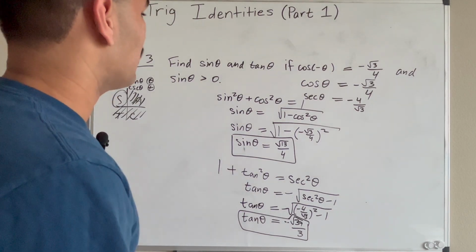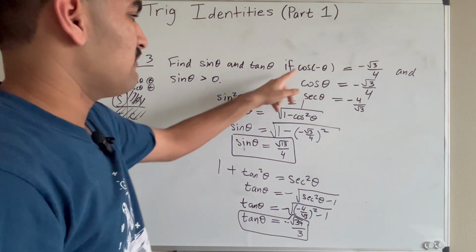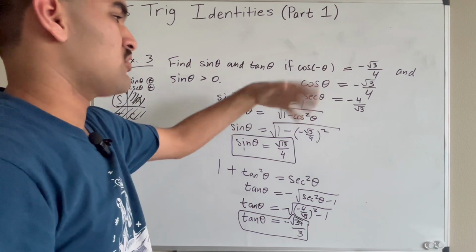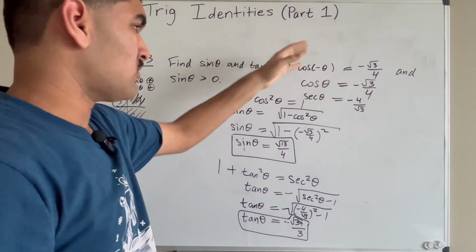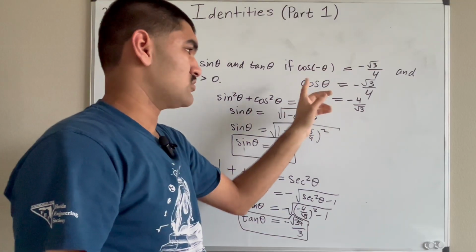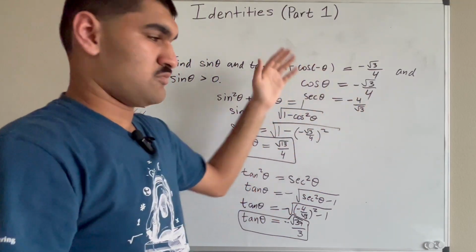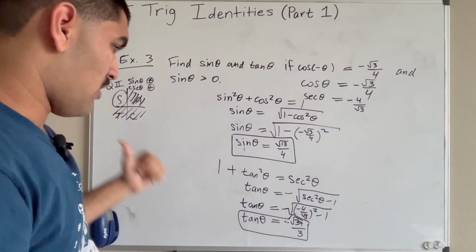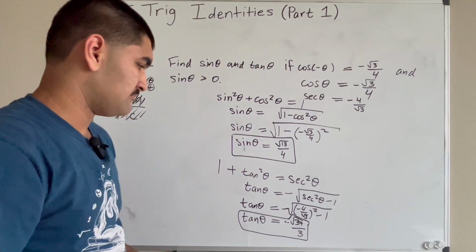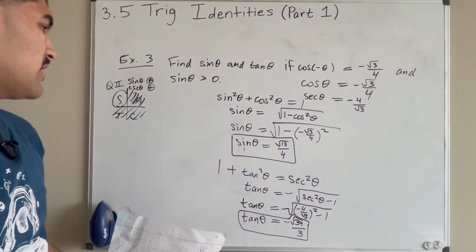Basically, the only difference with this problem was that we were given cosine of negative theta instead of just cosine of theta, but that was no problem because we used our even identities and we knew that cosine was even. So we just switched this immediately to cosine theta is equal to that, and then we proceeded like we did with the other problems using the Pythagorean identities. So that's pretty much it for this part 1 of trigonometry.